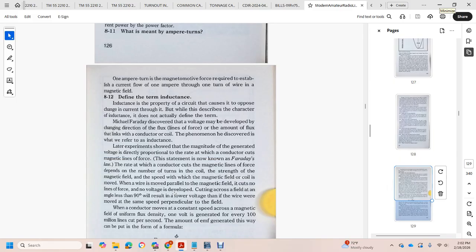To find the term inductance: inductance properly shows the opposition to a change of current through it, but describing the character of inductance does not accurately define the term. Michael Faraday discovered that voltage was developed in a conductor linked with the direction of the flux lines of force. The amount of flux that links with the conductor or coil was what he referred to as inductance. Later experiments showed the generated voltage is directly proportional to the rate at which the conductor cuts the magnetic lines of force, known as Faraday's law.